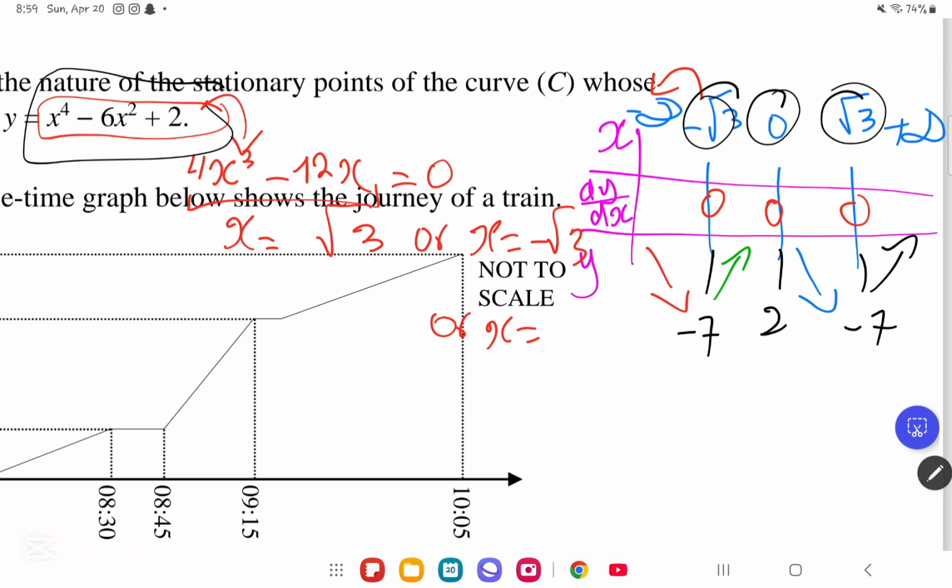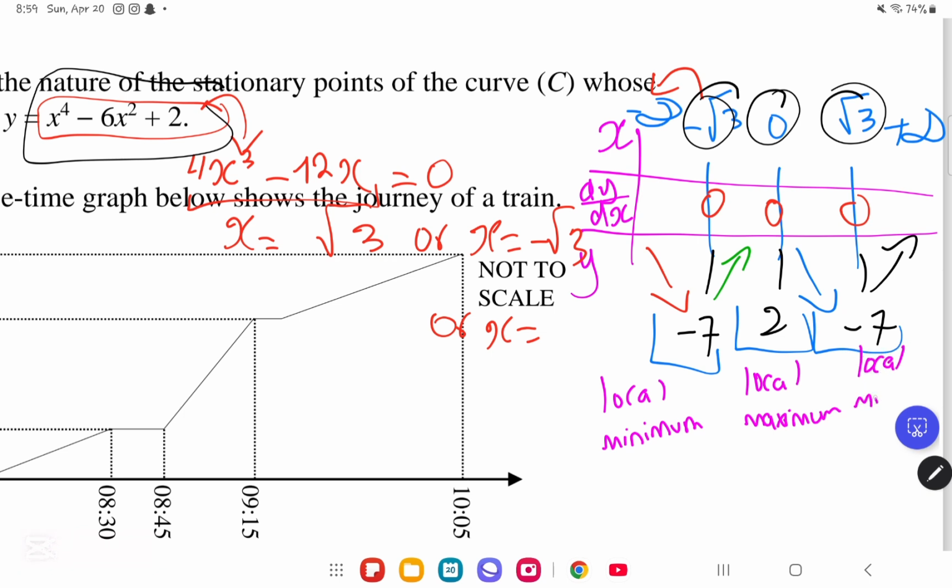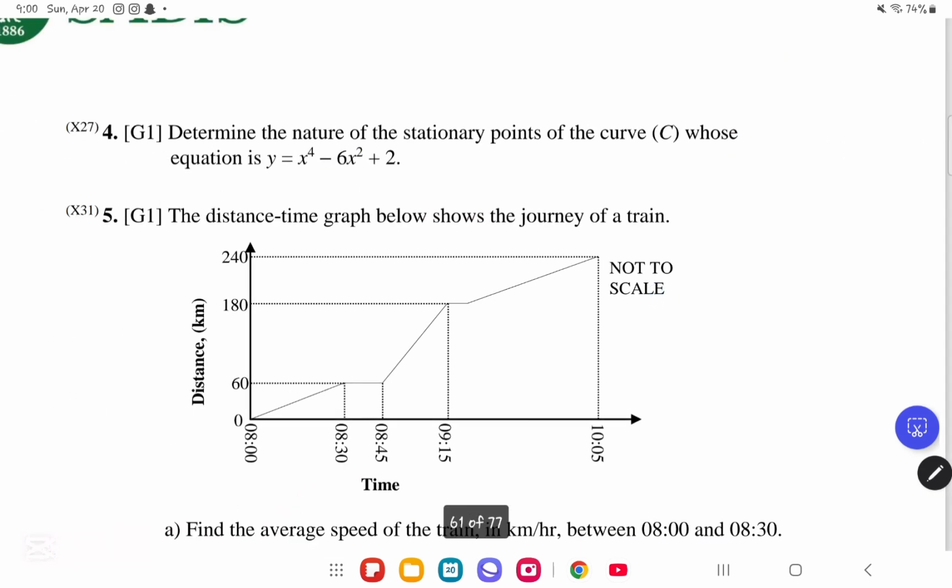But before we proceed, they told us to determine the nature of these stationary points. So over here, this is a stationary point, another stationary point, and another stationary point. As you can see, this is descending, so we will call this a local minimum. As you can see, this is rising, so we call this a local maximum. As you can see over here, this is also descending, so we will call this what? A local minimum. So very simply, this is it for question number 4. So we finished question number 4.